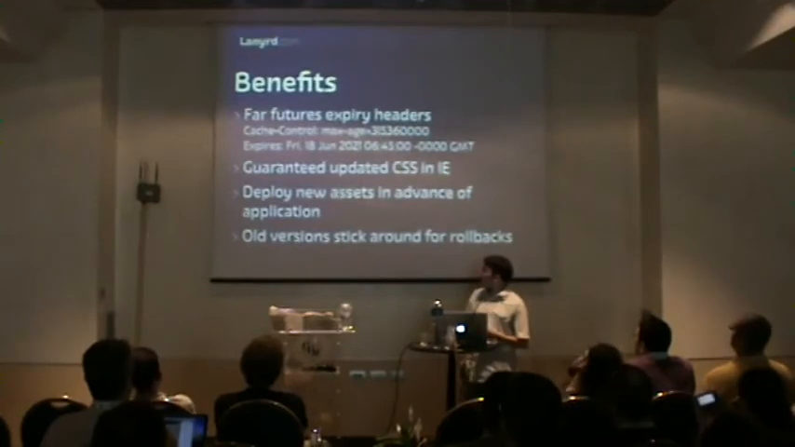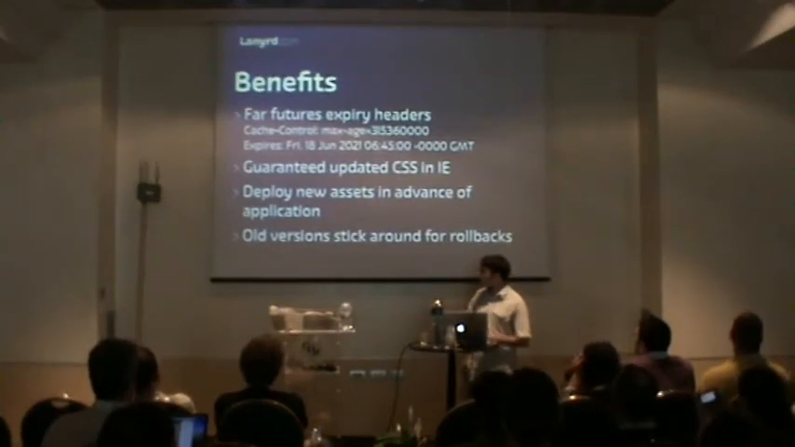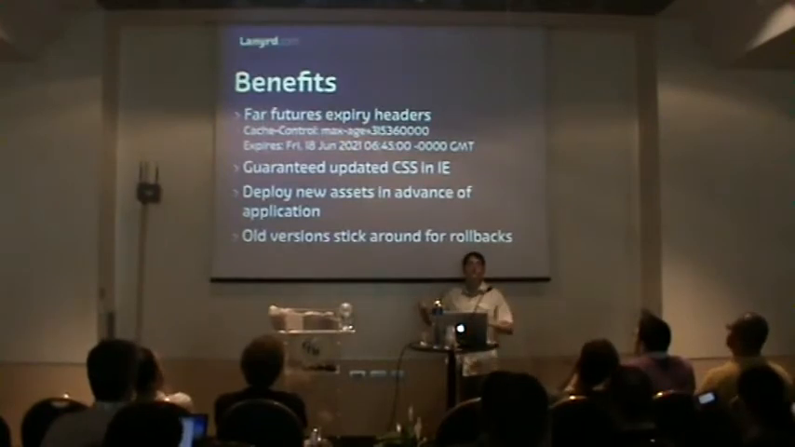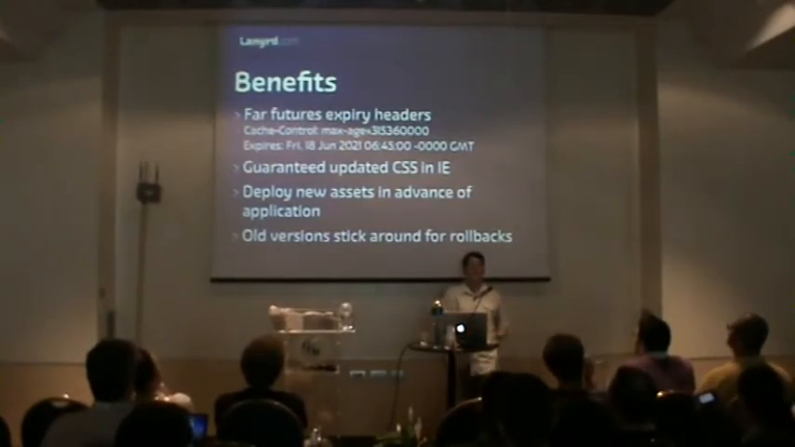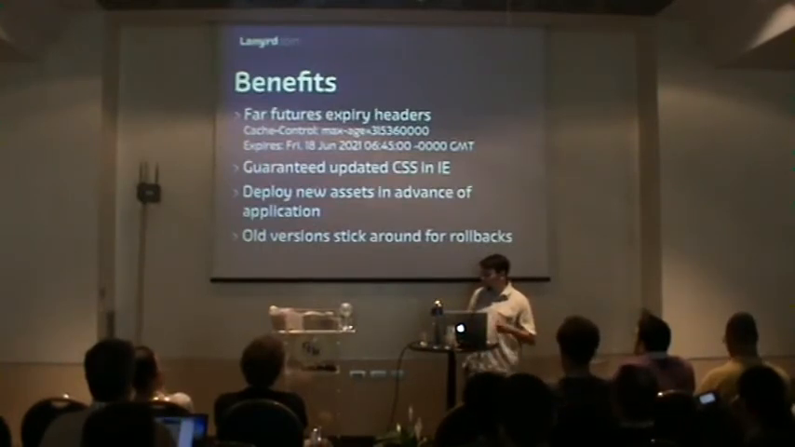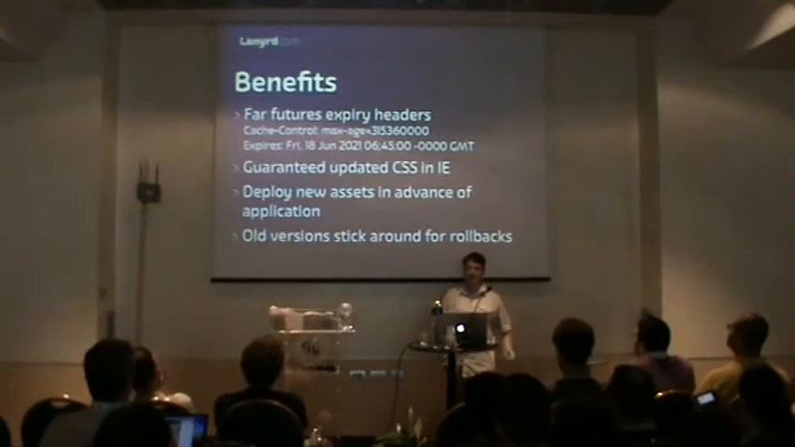But the really handy thing for us, and the reason we spend a bunch of time on this, is it means that we can deploy those asset files in advance of deploying new versions of our application that rely on them. We were finding that when we were doing deployments, we had problems because we were hosting our static files not from the same server as the application code, because we had them out on Amazon S3 and so on.